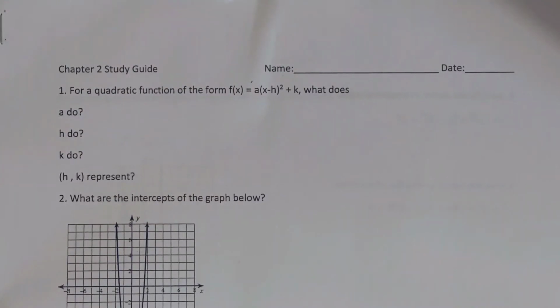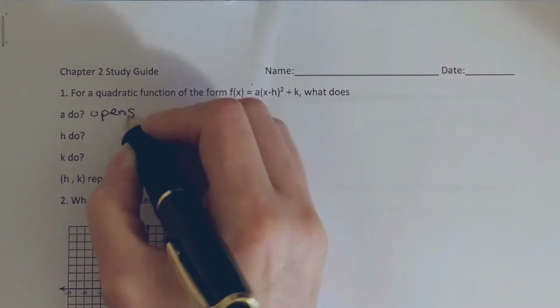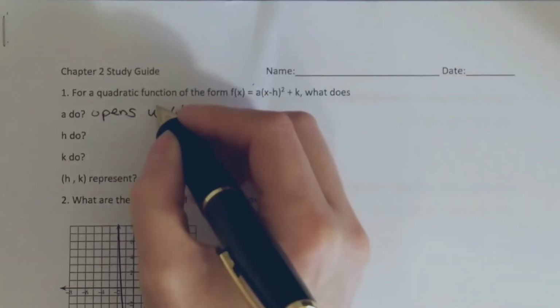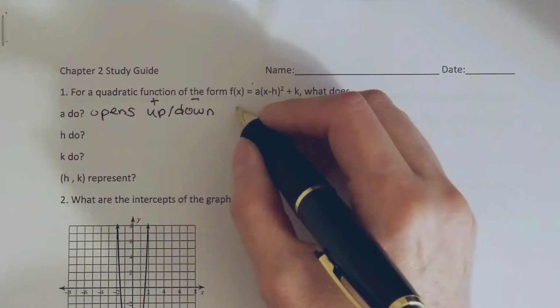So here is our second study guide. Question number 1 says, for a quadratic function in the form f of x equals a parentheses x minus h squared plus k, what does the a do? The a tells you if it opens up or down. It will open up when it's positive and open down when it is negative. It also tells you if you have a vertical stretch or a vertical compression.